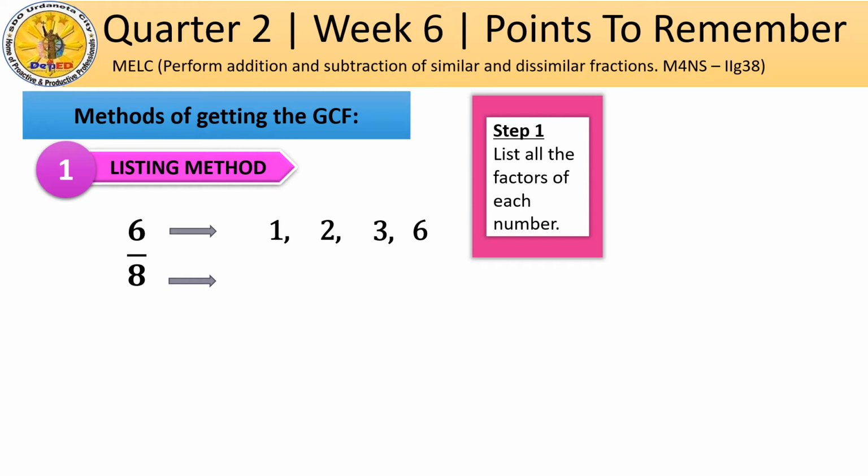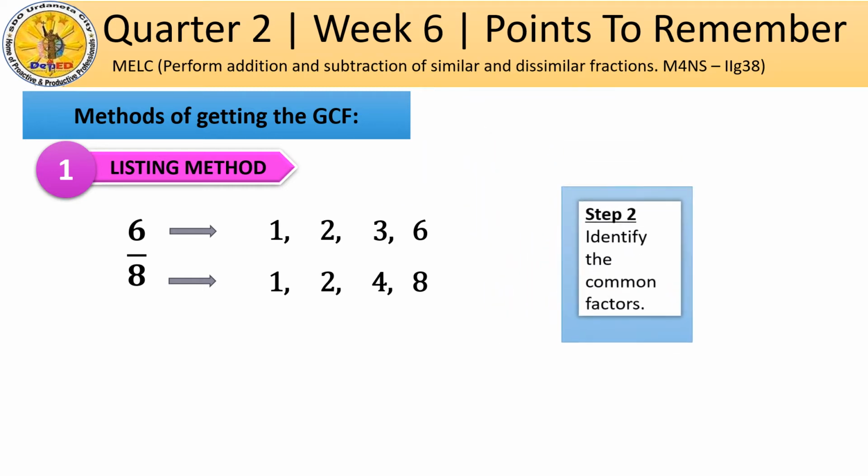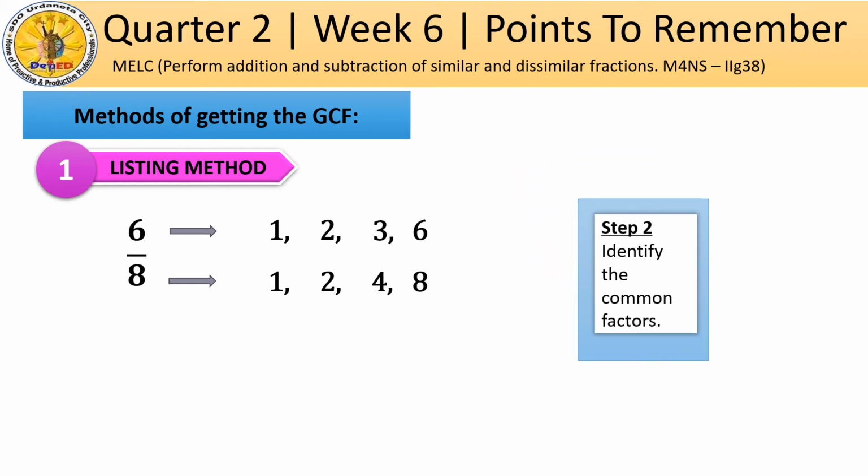Now, let's proceed to 8. So, 8 is automatically divisible by 1. And divisible din ito sa 2. We have 4 and 8. After identifying the factors, let's identify the common factors or iyong magkaparehong factors. So we have 1 and 2.